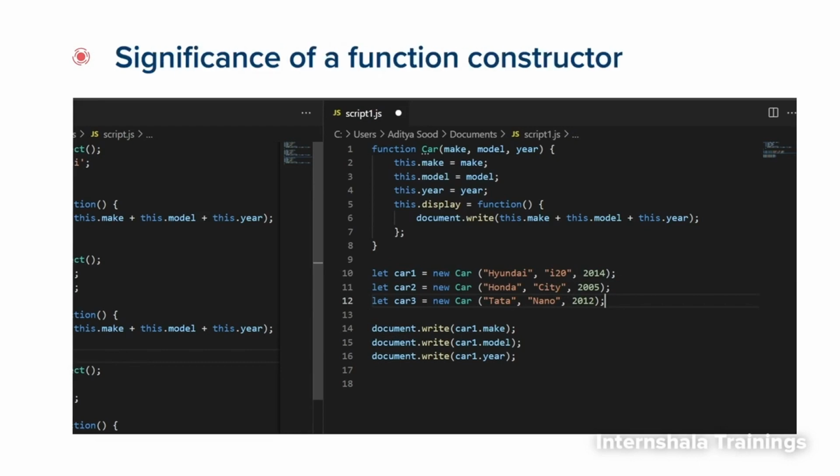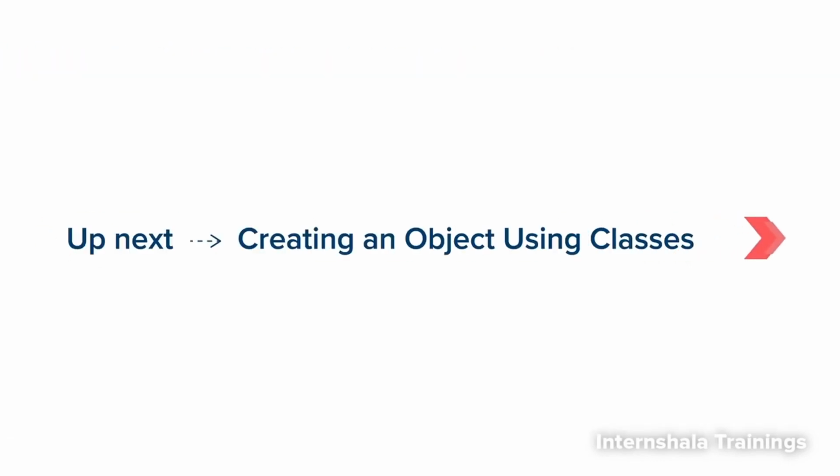With this, we will come to understand the significance of a function constructor. If we know the details of a function constructor, we can also know the properties and methods of the objects created using the function constructor. We will elaborate more on this when we will learn arrays and strings in the upcoming topics. With this, we come to the end of this topic. Hope you had fun watching this video. In the next video, we will look at another method to create an object using classes.